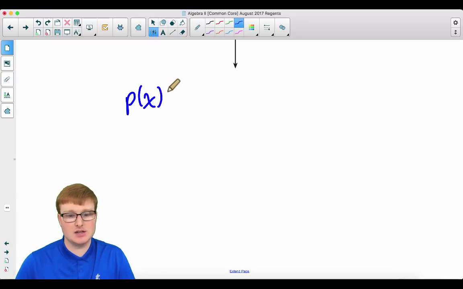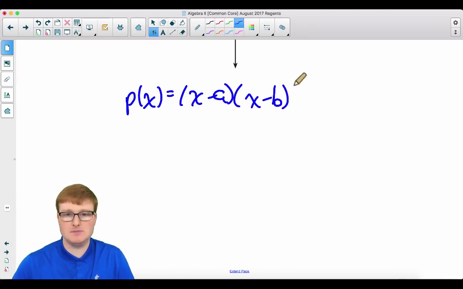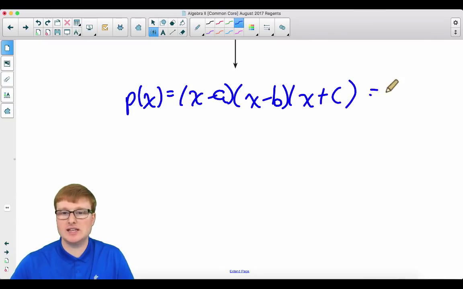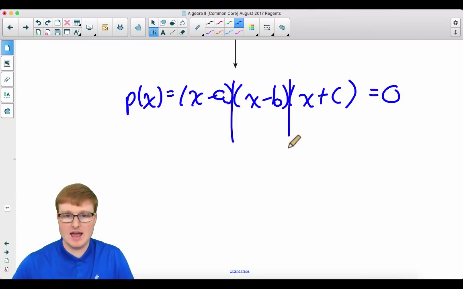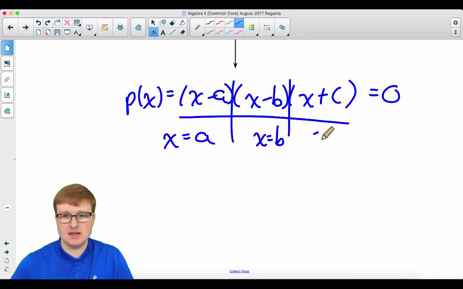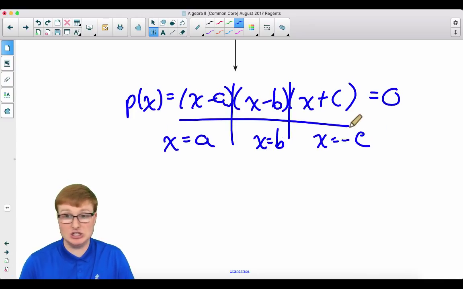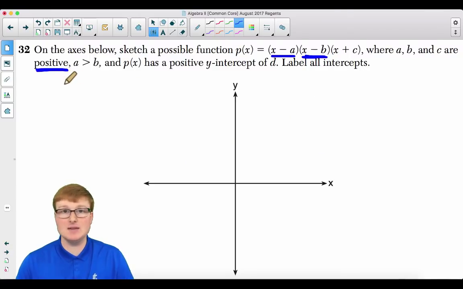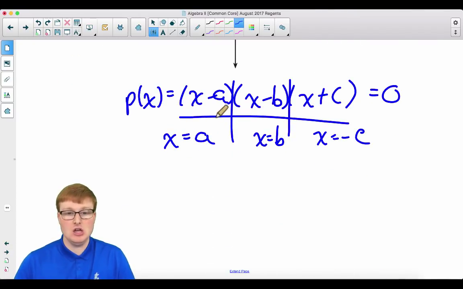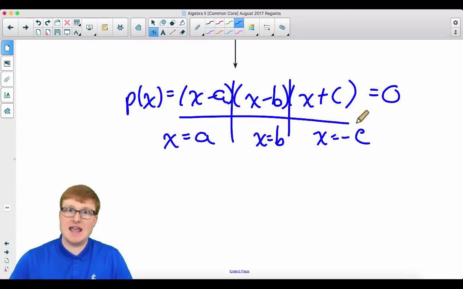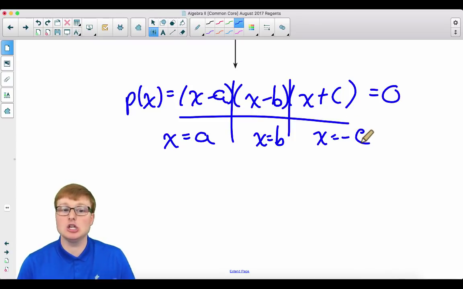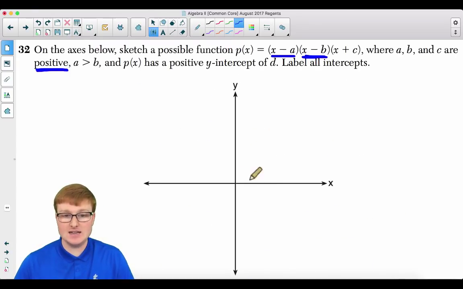Given P of x is equal to x minus a, x minus b, x plus c, we set all of this equal to 0 and solve. We have x equals a, x equals b, x equals negative c. And they just said in the instructions that a, b, and c are all positive answers. So positive, positive, and it's a negative of a positive answer, which is negative. So therefore, we know for a fact that a and b are somewhere over here and c is over here.